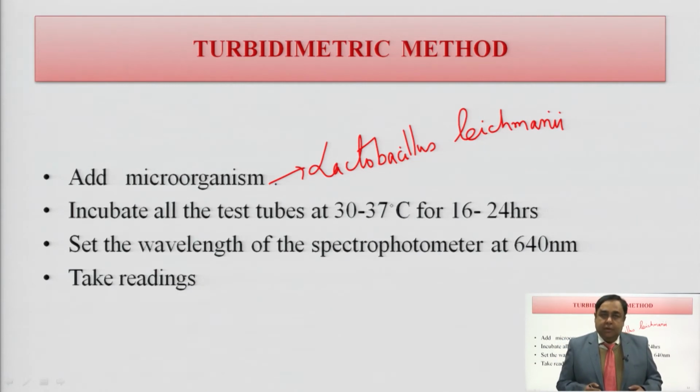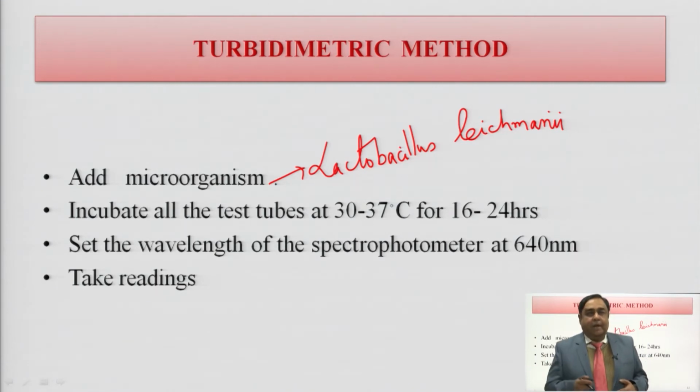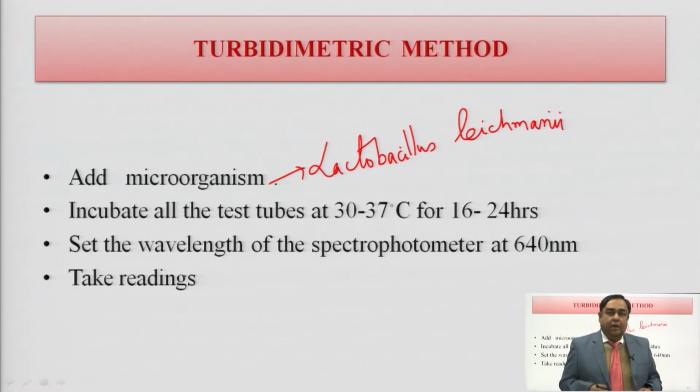Then we have to measure the turbidity created by measuring the optical density, taking the help of a UV visible spectrophotometer, keeping the wavelength at 640 nanometer. So, you will be getting a standard graph of optical density versus concentration, as prepared with the help of optical densities and concentrations of the standard solutions of vitamin B12.